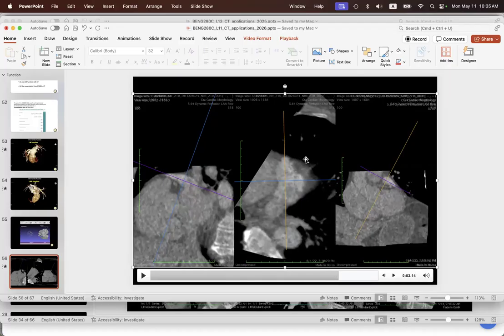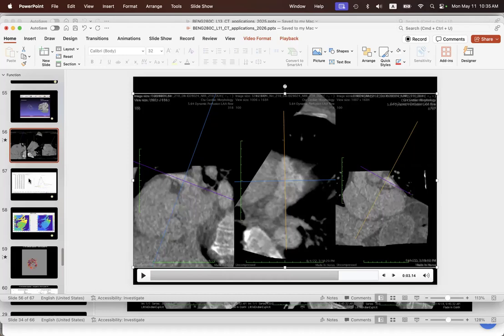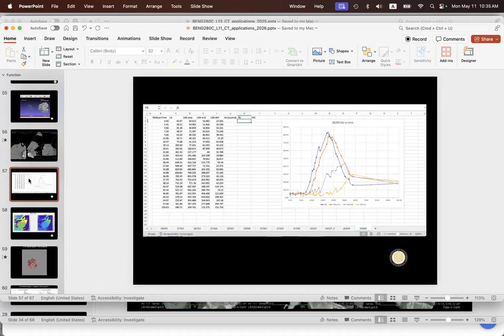Now we have actual information about dynamics of blood moving around in the left atrial appendage that we can use to make a sensible prediction as to whether or not this person has a risk of forming a clot.